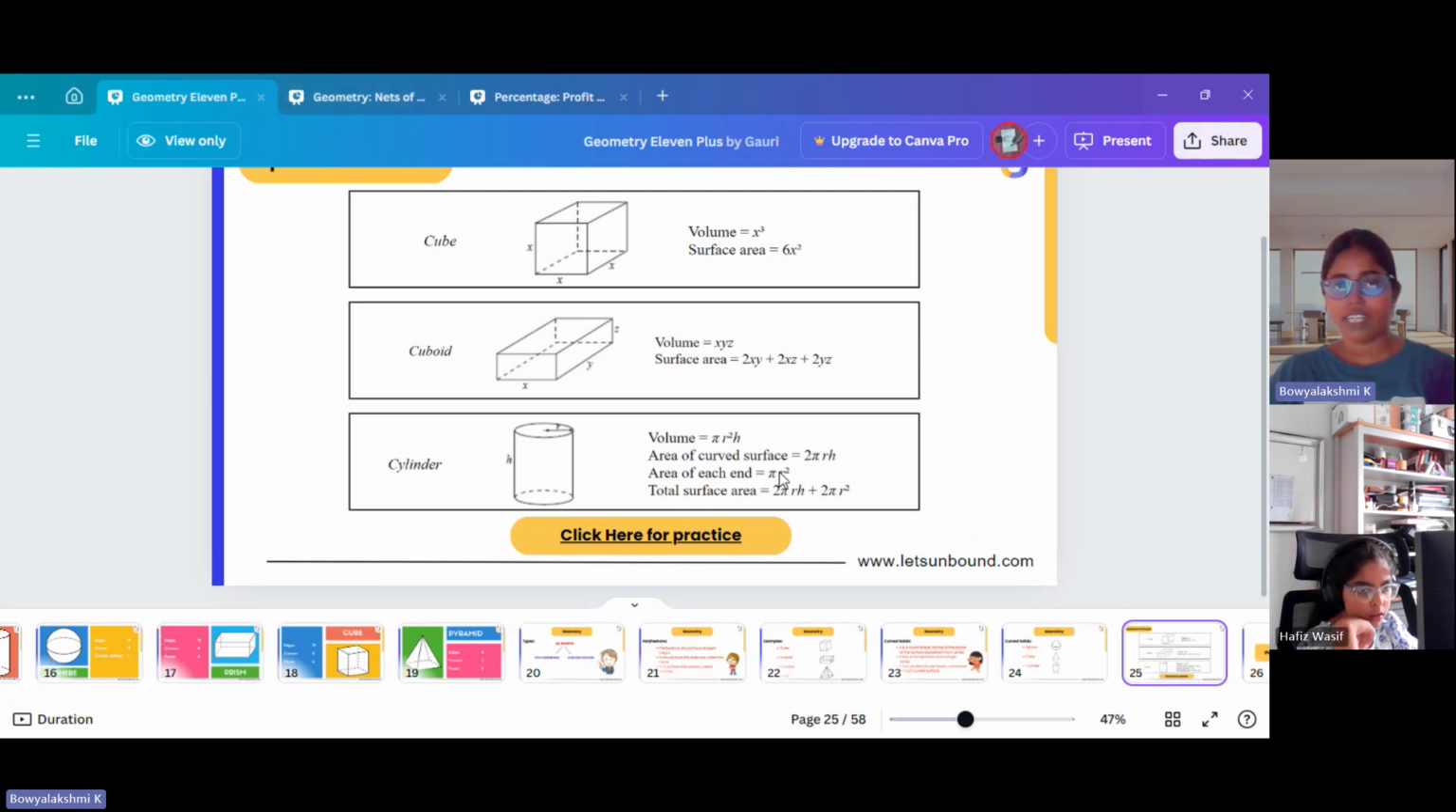And this is the area of the curved surface, 2 pi r h. The area of each end is a circle, right? Circle area is pi r square. Total surface area is this 2 pi r h plus 2 circles, 2 pi r square.